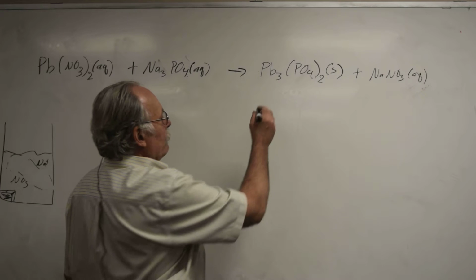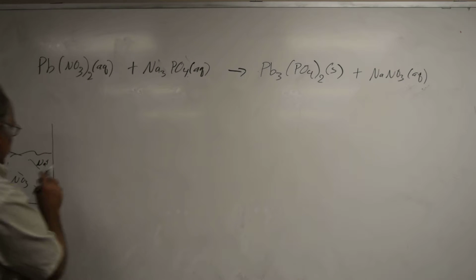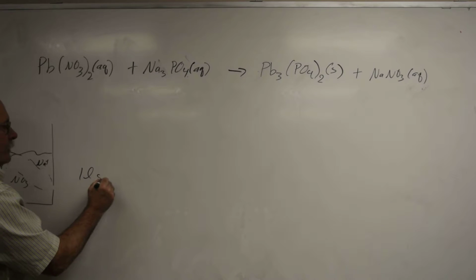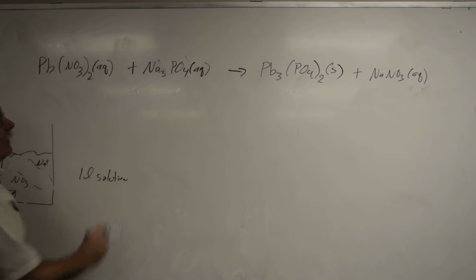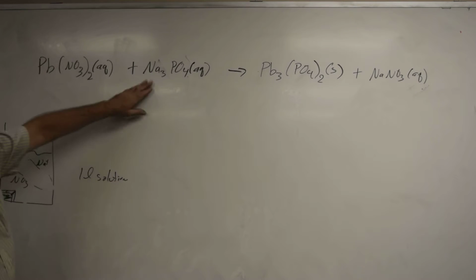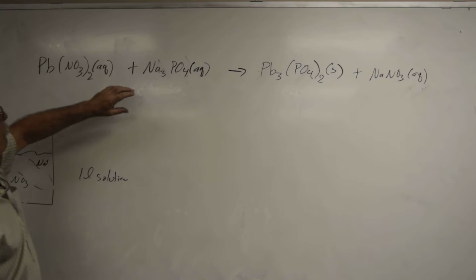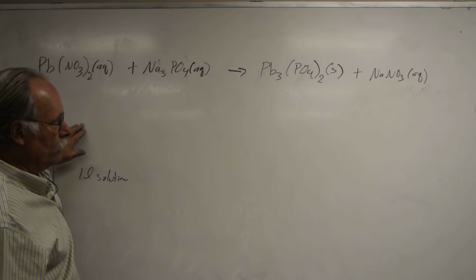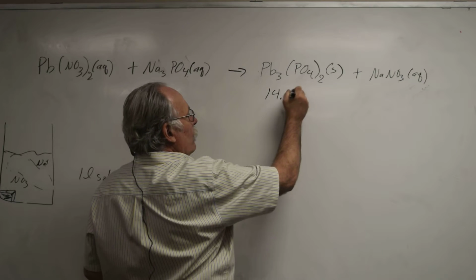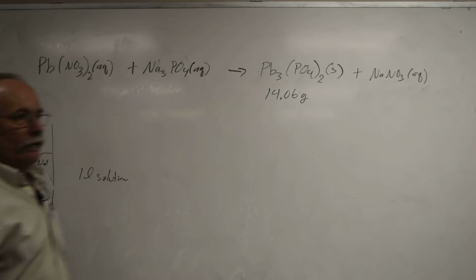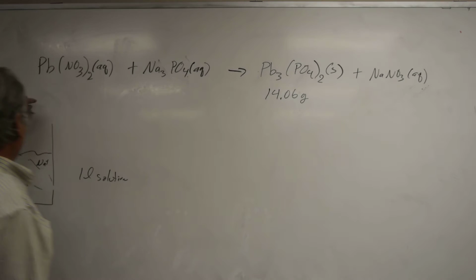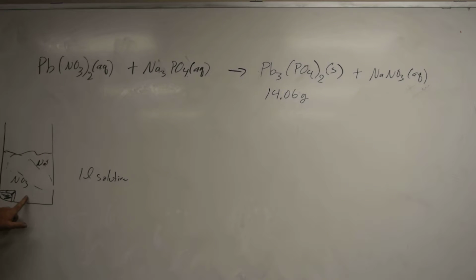And now if I took a liter of water and extracted a liter, so I have 1 liter of this solution, then I added the Na3PO4 to this liter of solution, and I had excess of the phosphate. This would cause all the lead to precipitate out, and let's say that I came up with 14.06 grams of this solid at the bottom. Now I could ask myself, what is the lead ion concentration that was in the original solution?